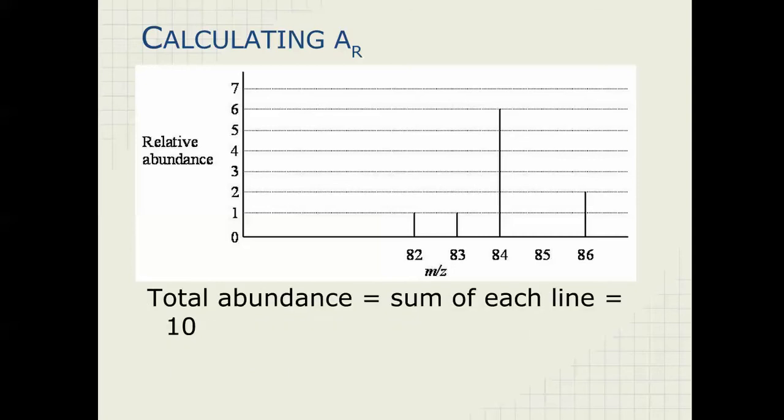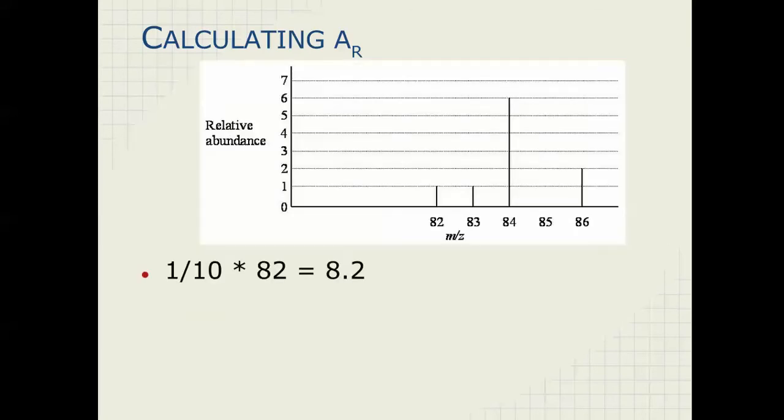Let me show you. Now, relative abundance, it really doesn't matter. Basically, what it's saying is 1 unit is 82, 1 unit is also 83, 6 units are 84, and so forth. So if we add these together, 1 plus 1 plus 6 is 8, plus 2, that's 10. So we know the total here is 10 units. We're just trying to find a percentage or a proportion, however you want to look at it, so it doesn't really matter what the unit is. We just know the total abundance is 10.